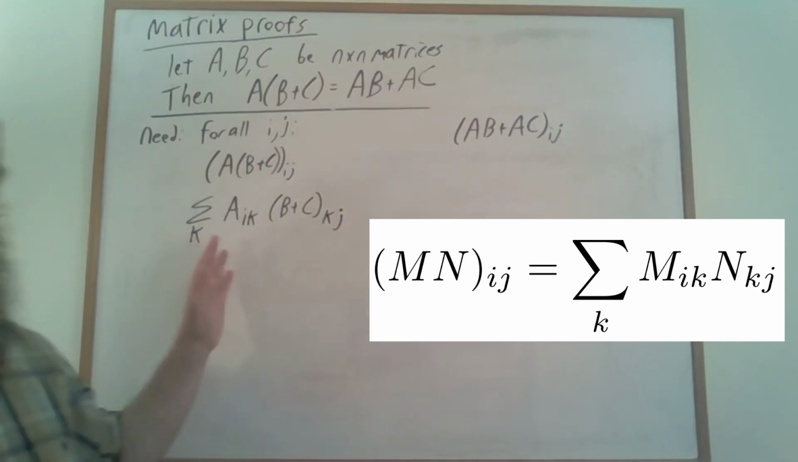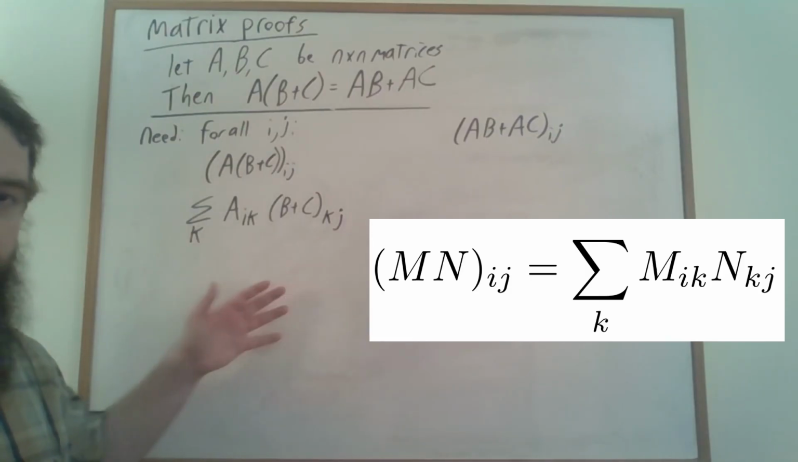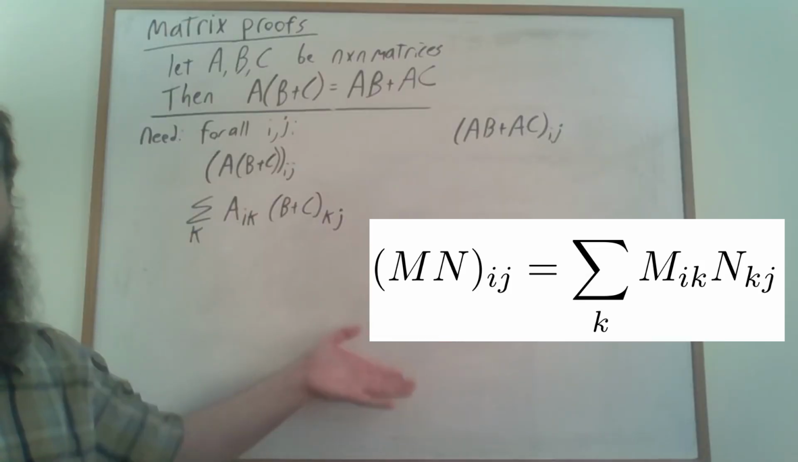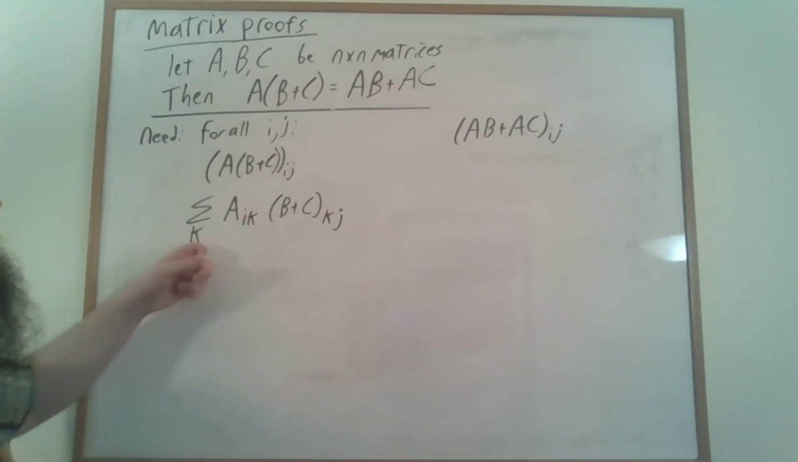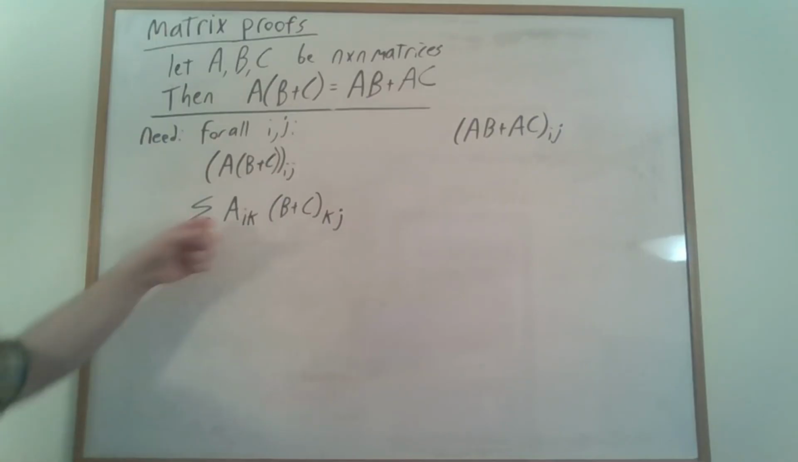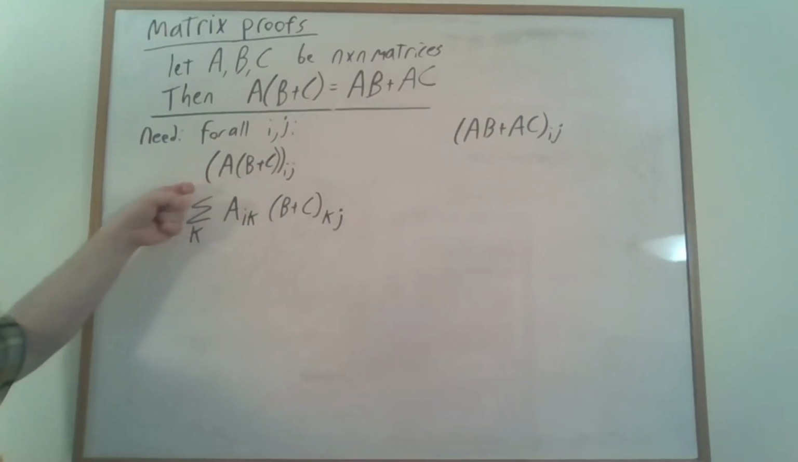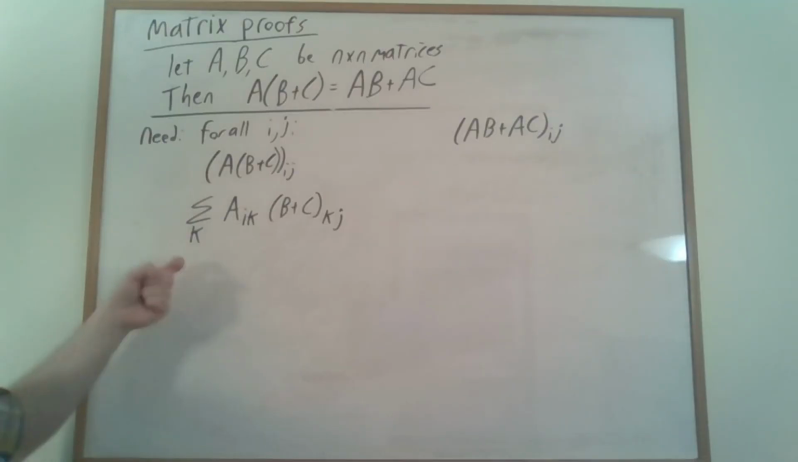And it's just going to be this summation here, right? Because we're just using the definition of matrix multiplication. And I've been a little bit lazy here. Instead of writing, I really should write the sum from k equals 1 to n, and you should write that.